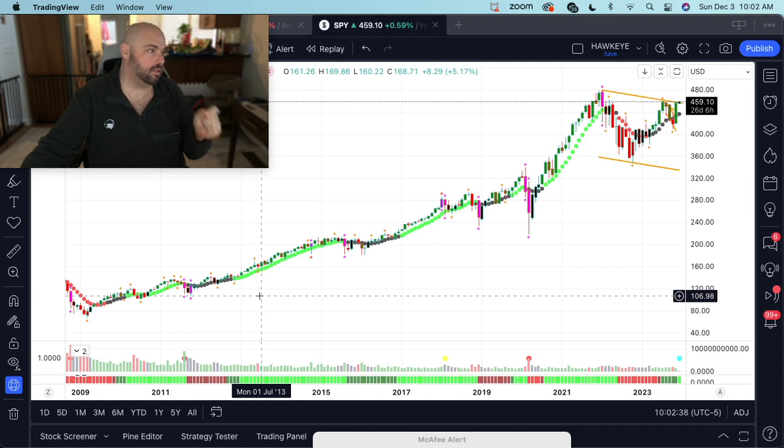But guys, this is the versatility that this technology brings to the table, that you can literally scalp the market from second to second, or you can take a position based on this technology that would have held you in the SPY for 320% return over a period of about 11 or 12 years. So that's the versatility.